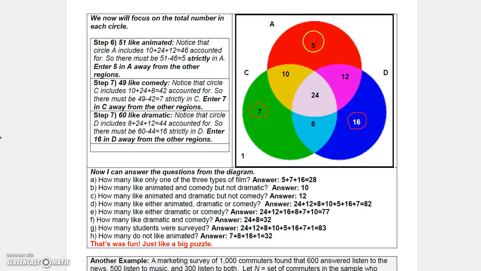Excuse me. Well, I already told you that. There's 5 here, 7 here, and 16 here. And add those together, there's 28 people that only like one type of film. And then it says how many like animated and comedy but not dramatic.